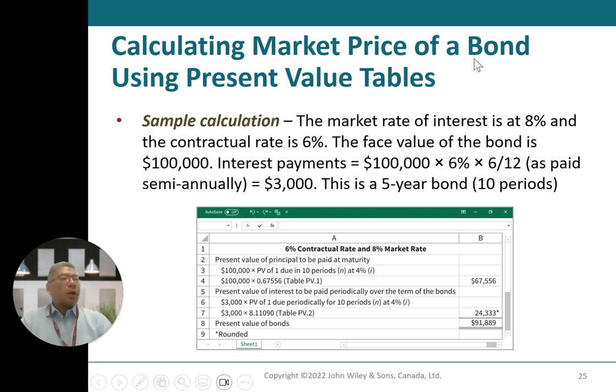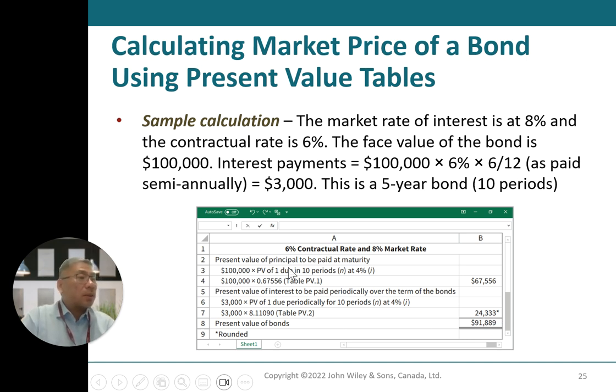Calculating the market value of a bond using a present value table, using a sample calculation. Example here, the market rate is 8% and the contractual rate is 6%. So that means the bond is going to be sold at a discount. Why? Because the market rate is higher than the contractual rate. The face value is 1,000 times 6%, and 6 times 12 is 3,000. This is a 5-year period, then you calculate this number.